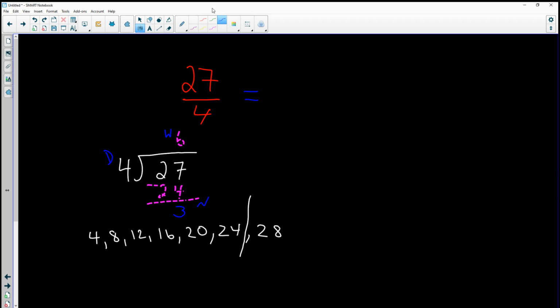So 27 over 4 would become 6, and 3 over 4. And we can do one more quick check by converting this back to the improper fraction to make sure we did it correctly, right? 6 multiplied by 4 is 24, plus 3 is, again, 27 over 4. So I have done this conversion correctly.